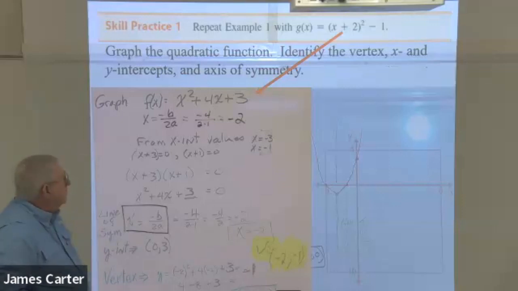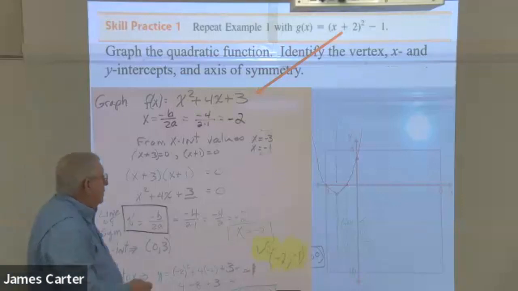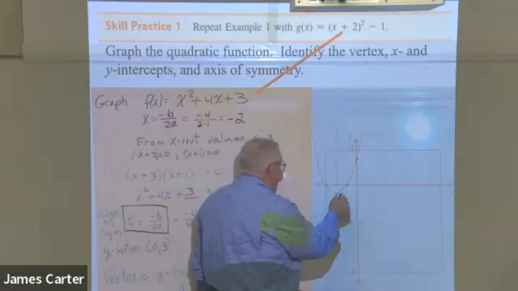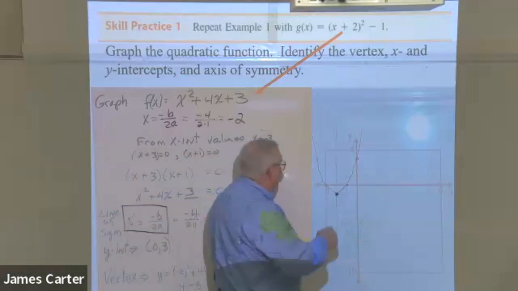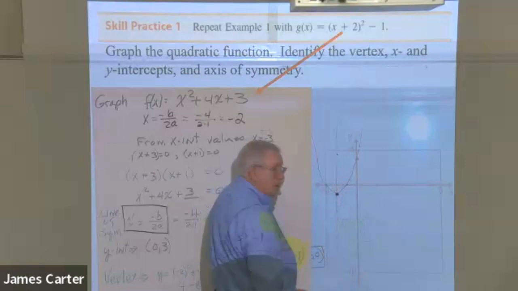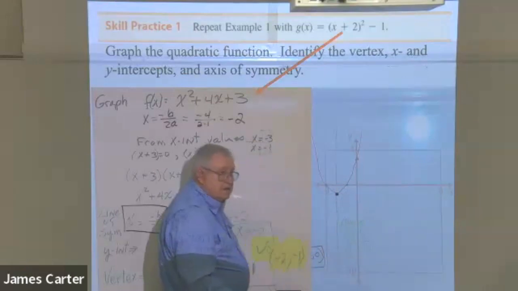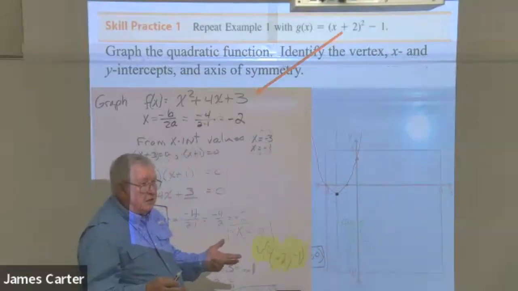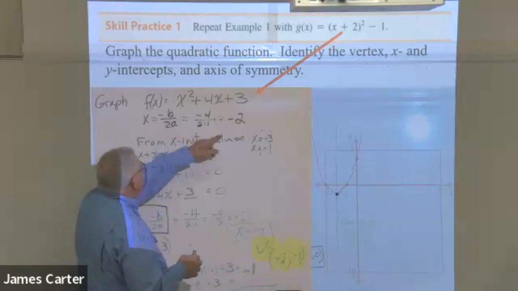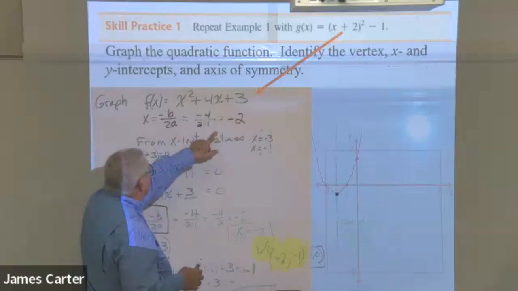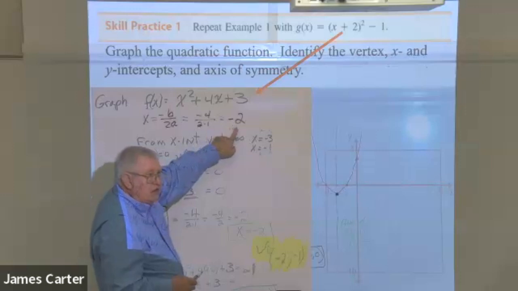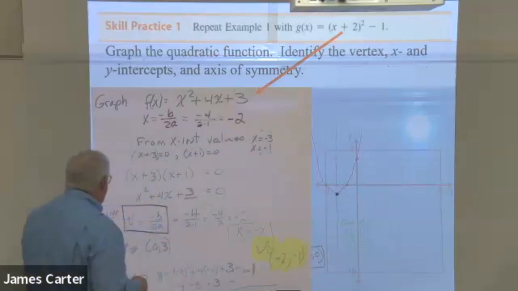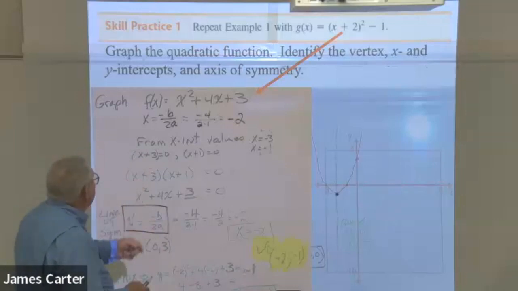Okay? Well, isn't that what we had before? x equals -2 for our line of symmetry. See, that's the same on either. But we don't know the vertex yet because we don't know the y value to go with this. Okay? So how do we find that y value to go with it?